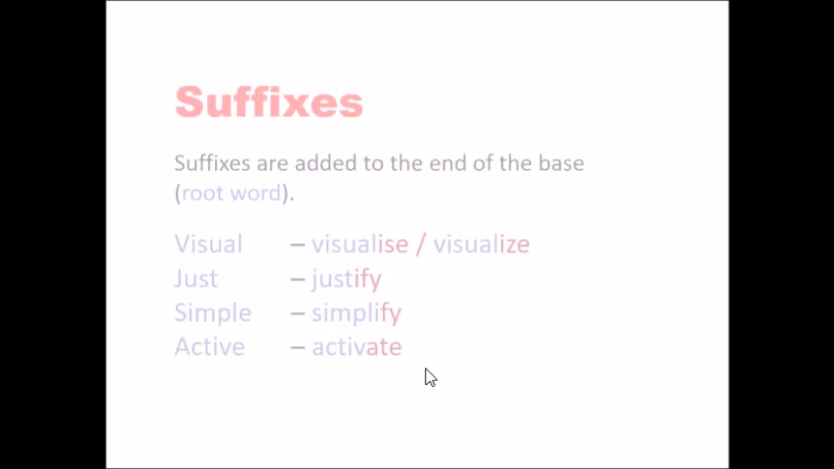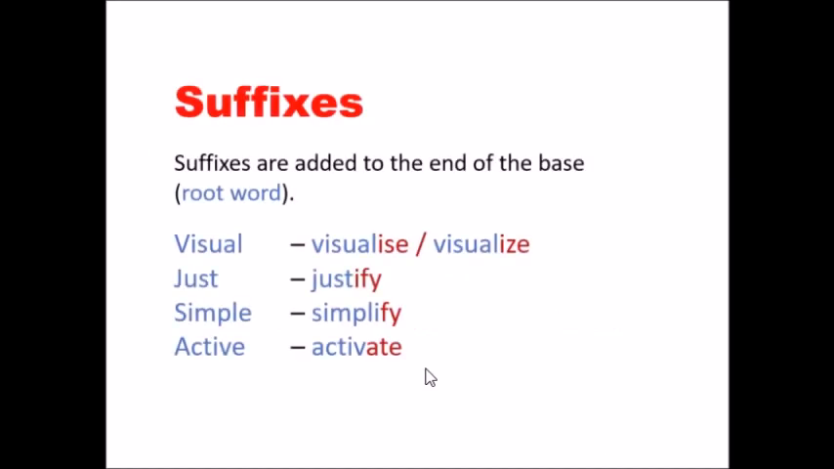Okay, suffixes are added to the end of the base word or the root word. Like visual, visualize. We have added a few letters in the end of the word to change the word class but not the meaning. Just, justify. Simple, simplify. Active, activate. So we have added suffixes to the end of these words to change the word class. This video especially talks about the prefixes.